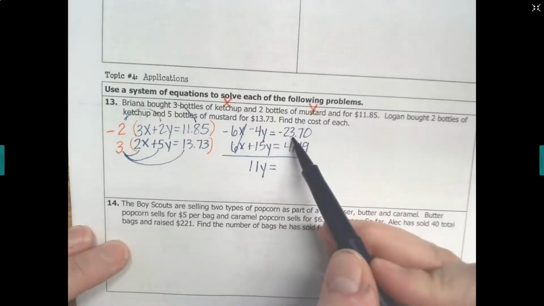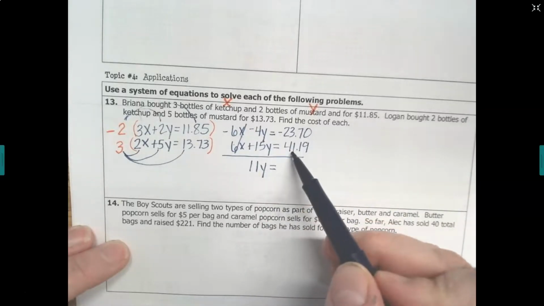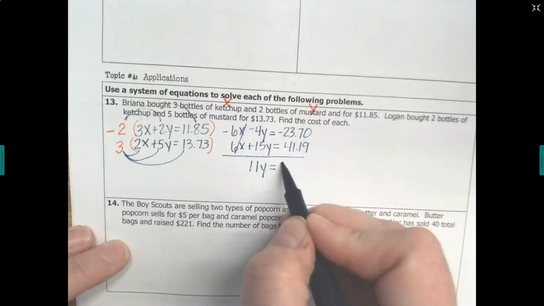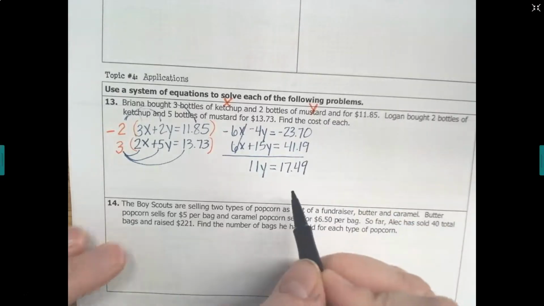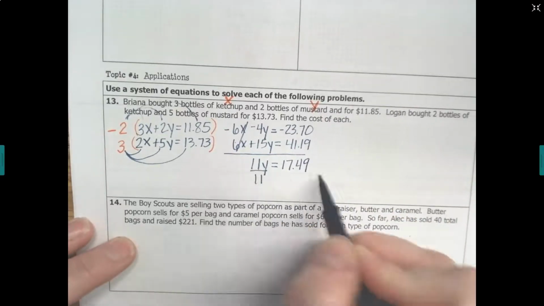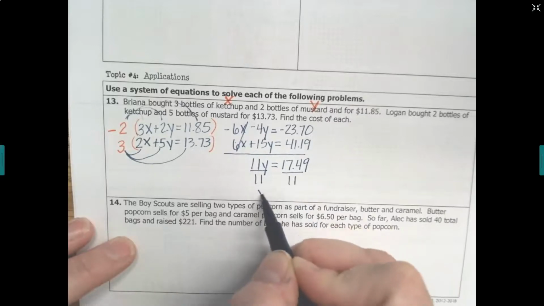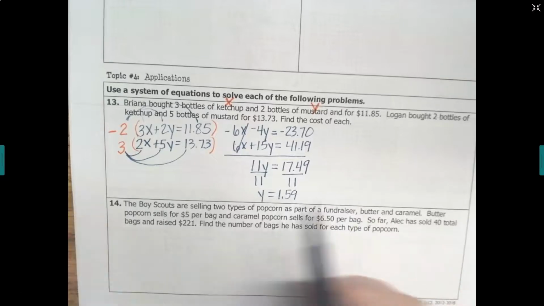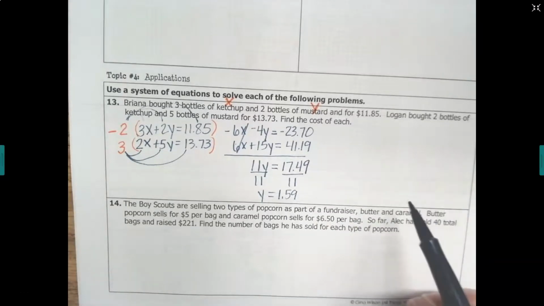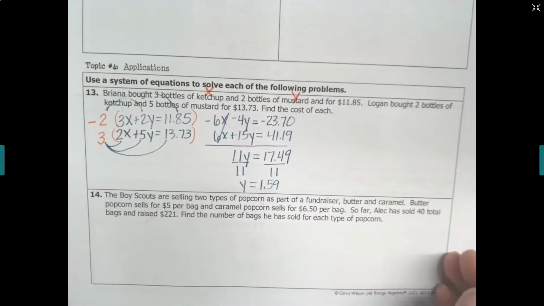The negative 23.7 plus 41.19 gives us 17.49. So we're just still solving for y here. Divide by 11 to get y equals 1.59. Now remember, we were talking about cost, so decimals are not surprising here.